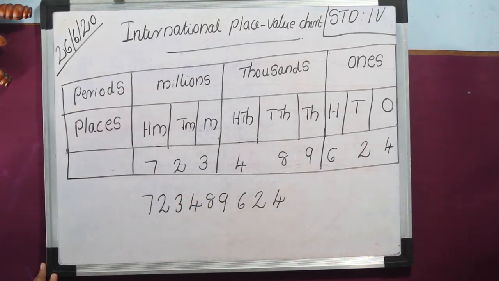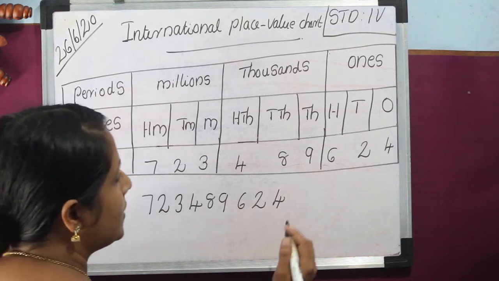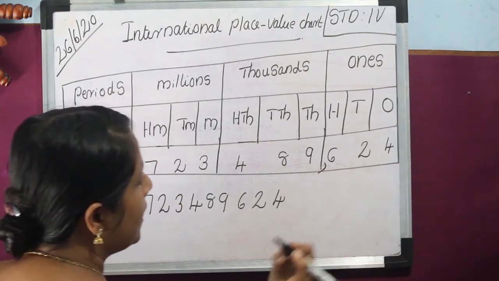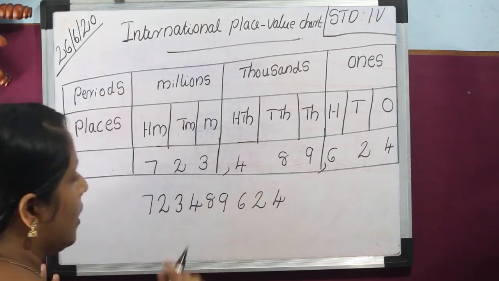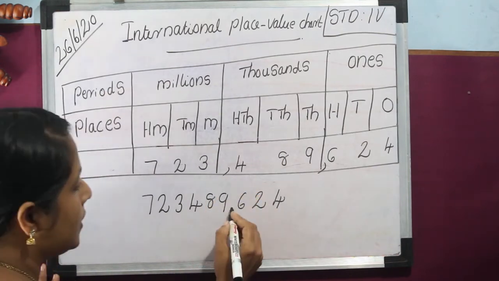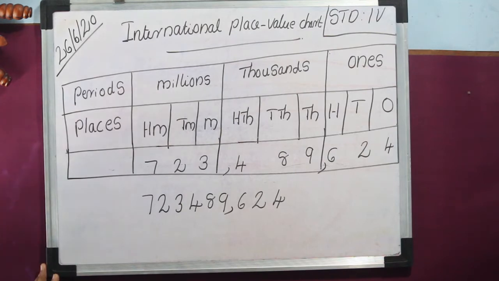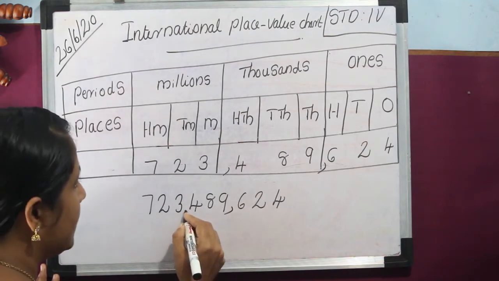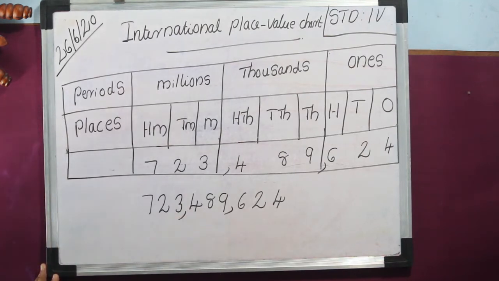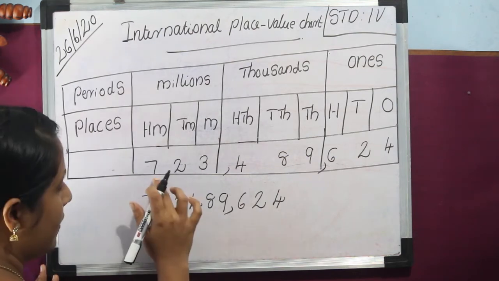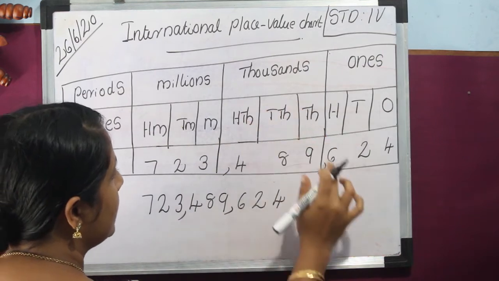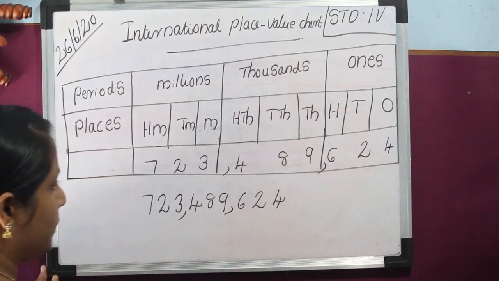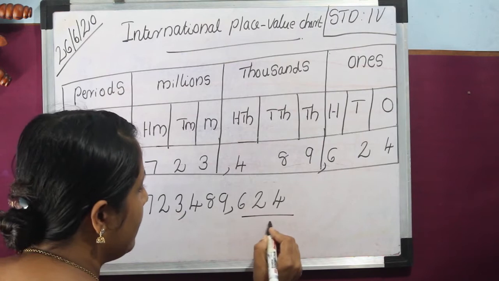Next, how do we insert commas? The first comma we insert after the hundreds place. The second comma we insert after the 100,000 place. So we read this number as 723,489,624. This section is included in ones.